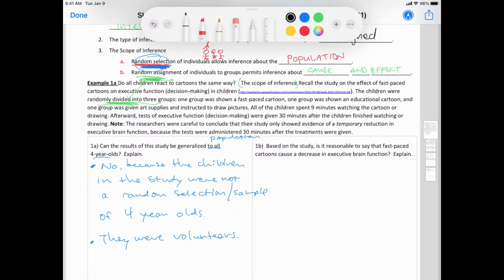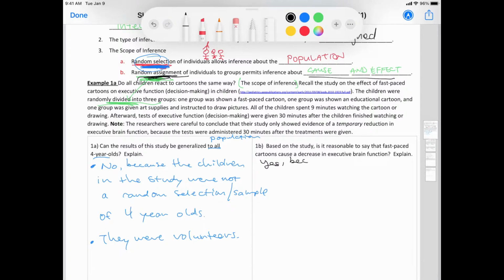Okay, 1B. Based on the study, is it reasonable to say that fast-paced cartoons cause a decrease in executive brain function? Okay, so here's the second part, did we do random assignment? Did we do random assignment? Yes, we did. So if we did random assignment, then we can say cause and effect.